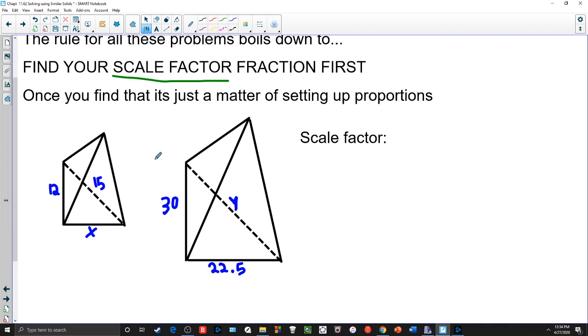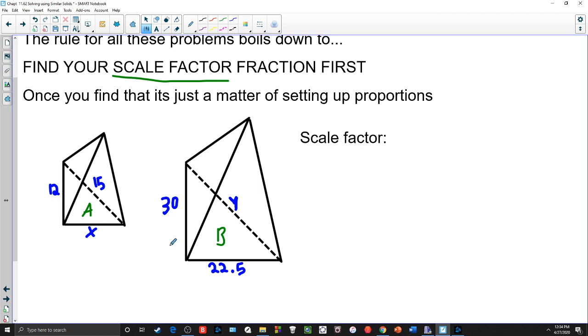So let's say you have two pyramids here, two triangular pyramids, right triangle on bottom, point on top, and I want to solve for x and y. Well, in order to solve for x and y, I first need to get a scale factor to go between these two pyramids. And it doesn't matter which order I do them in. So let's, again, call this pyramid A, and we'll call this pyramid B.